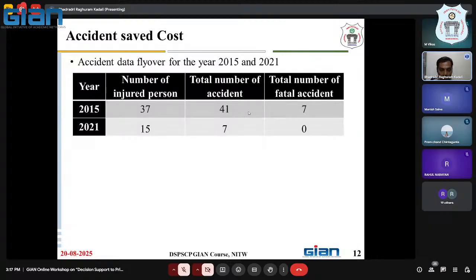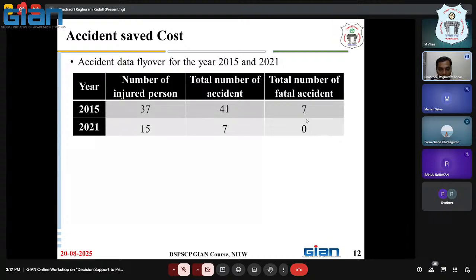The persons are injured, but the total number of accidents may include property damage alone, something like that. And the total number of fatal accidents. So you can see there are completely zero fatal accidents in 2021, but still 7 accidents were observed in 2015.